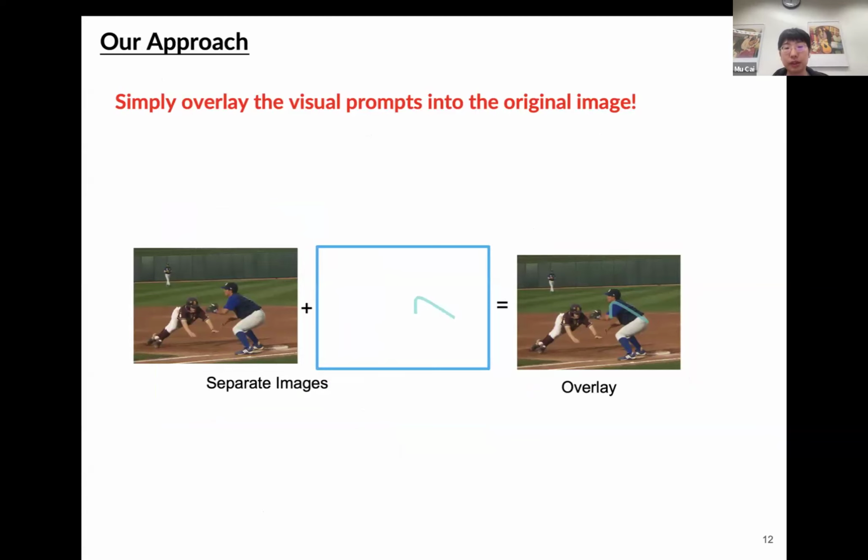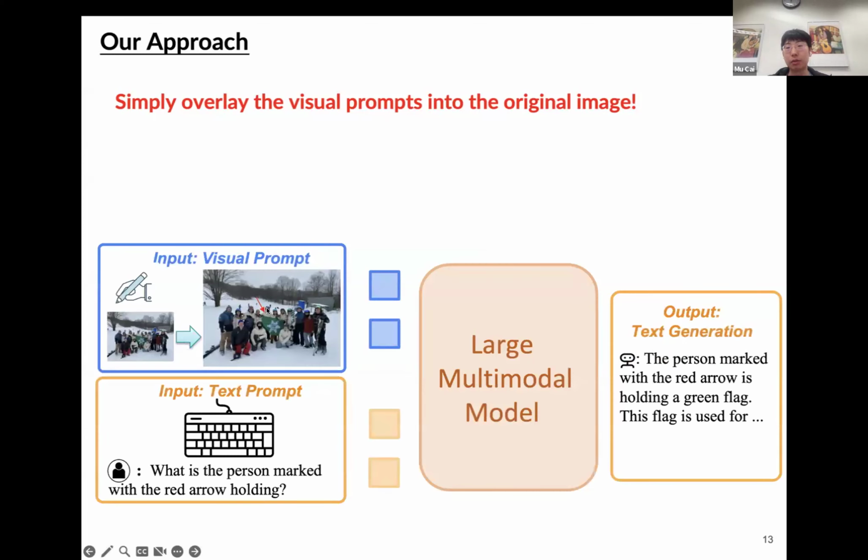And through our study, we found out that we don't need to use very complex techniques. The solution is much simpler than your imagination. So why is it simple? Our technique is summarized in one sentence. We simply overlay the visual prompts onto the original image. Specifically, if the original image is a three-channel RGB image and the visual prompt is like a four-channel image with a foreground and background separation channel, then we can just do alpha blending over it and form a new image.